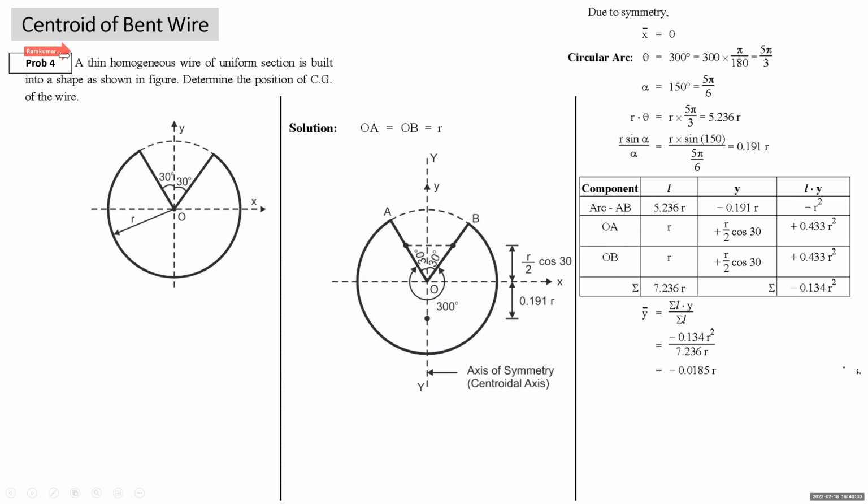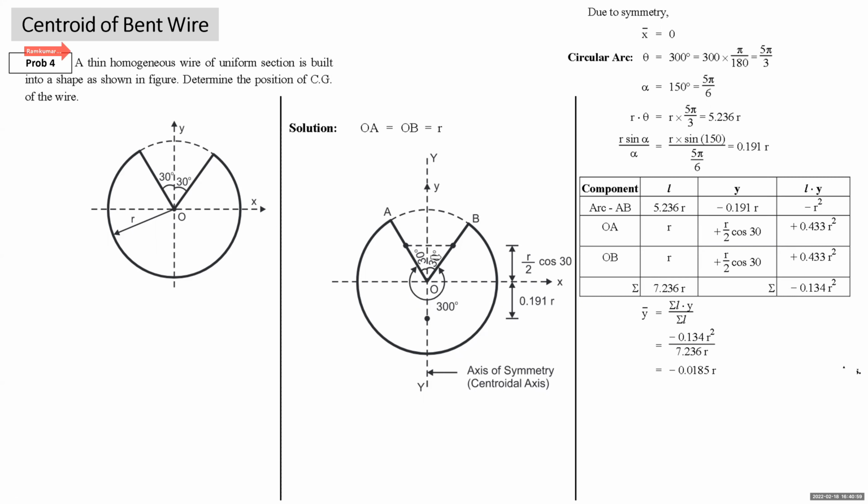A thin homogeneous wire of uniform section is built into the shape as shown in the figure. Determine the position of CG of the wire. Now, this time, students, you are given a wire which is bent into this straight length, then this circular arc, and then again a straight length. So you can say that there are three components. One is a straight and inclined length, this one, and this one. These lengths are equal to the radius only, and this is a circular arc.